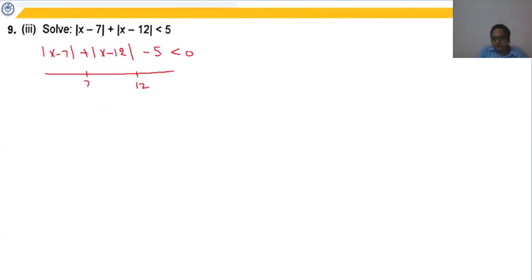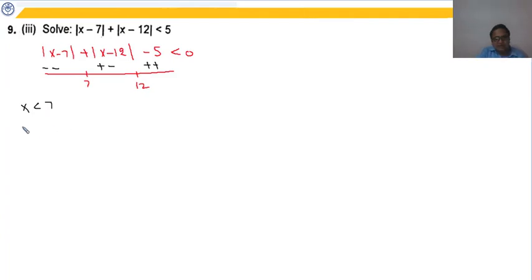If we take any value of x less than 7, both the mods are negative. For x greater than or equal to 7 but less than 12, the first is positive and the second is negative. For x greater than 12, both are positive. Now first we assume the value of x is less than 7.